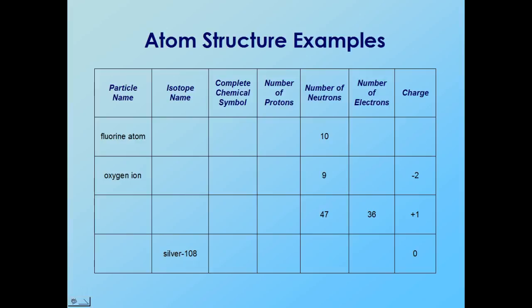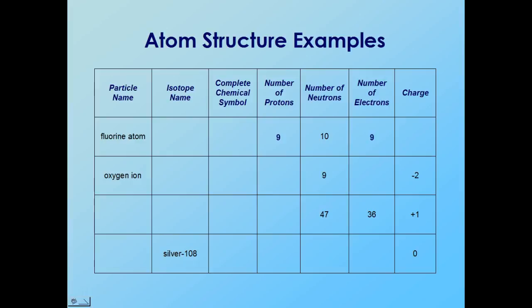First thing I'm telling you is that fluorine exists as an atom, and it has 10 neutrons. By the fact that we know it's fluorine and that we know it's an atom, we can find both its protons and its electrons. If you look at your periodic table, you're going to see that fluorine has an atomic number of 9, and therefore it has 9 protons. Because it's an atom, the protons and electrons must be equal, so it also has 9 electrons.